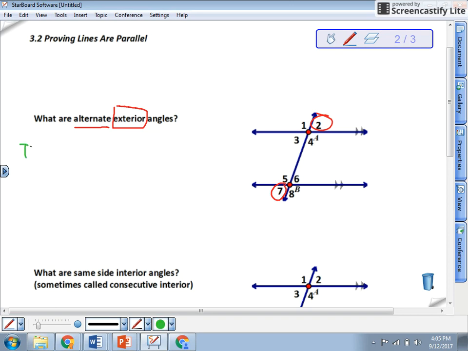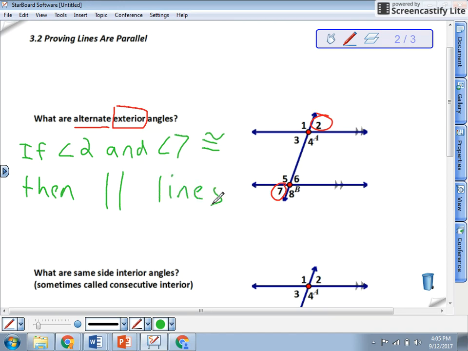So if angle 2 and angle 7 are congruent, or any alternate exterior angles, it could have been 1 and 8, then we can say that the lines are parallel. So then parallel lines.